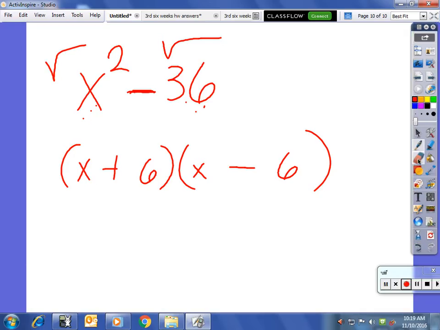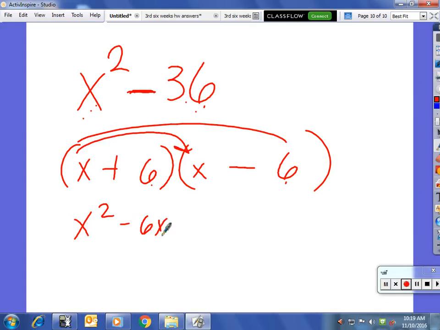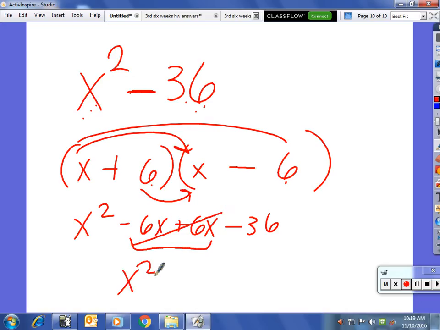Now, I do want you to understand why this happens. What happens here is that there was a middle term of 0 x's, and the only way you're going to get a 0 x in the middle is if your factors are the same except for their signs. This gives you x squared minus 6x, then you get a plus 6x, and then you get a negative 36 on the end, and sure enough, those two in the middle cancel right out, and you have exactly what you started with. But look how much easier the factoring is.